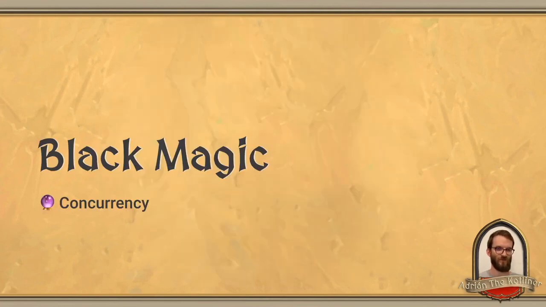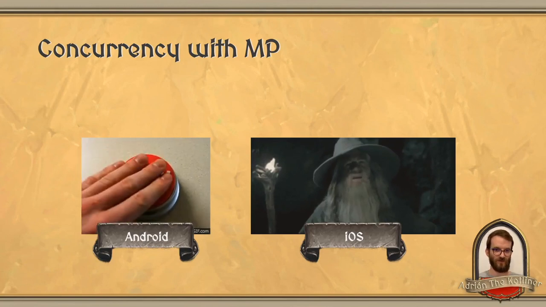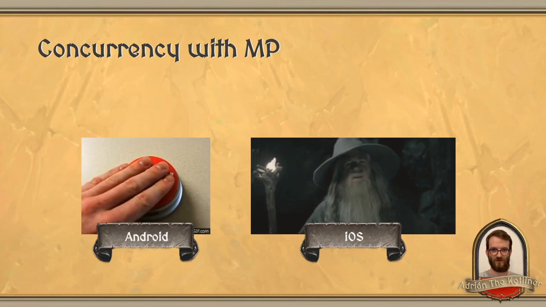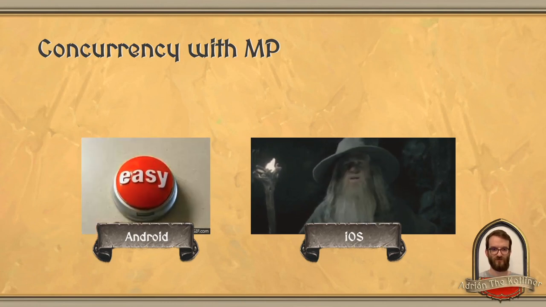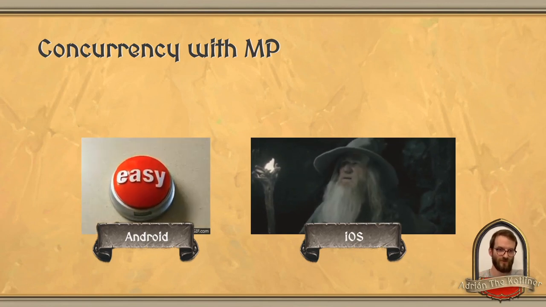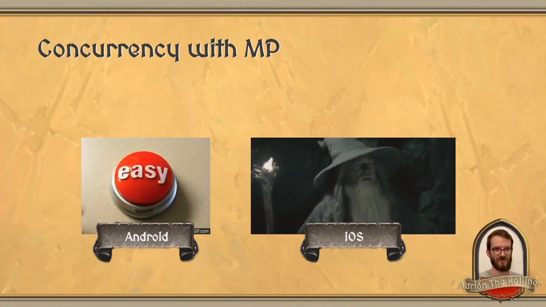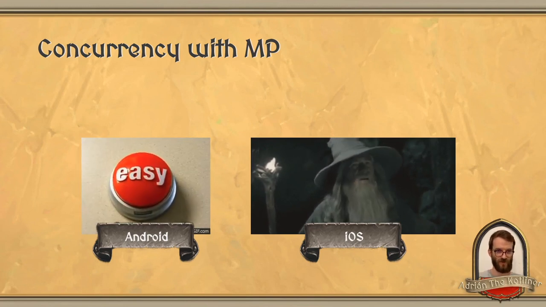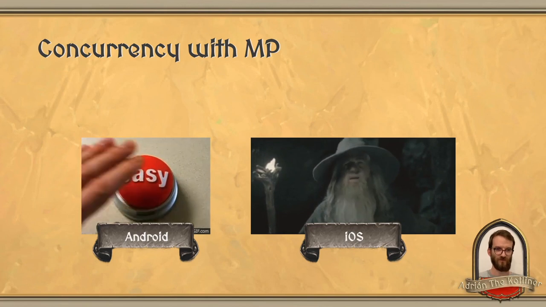And now we arrive at the hardest part, which is going to feel like a bit of black magic, because we have to talk about concurrency and how we solve it. For Android, it's very easy. You can basically use coroutines from your common shared code in your Android code. But for iOS, it's not that simple. Coroutines are currently not working for iOS, and you have to find a solution there.